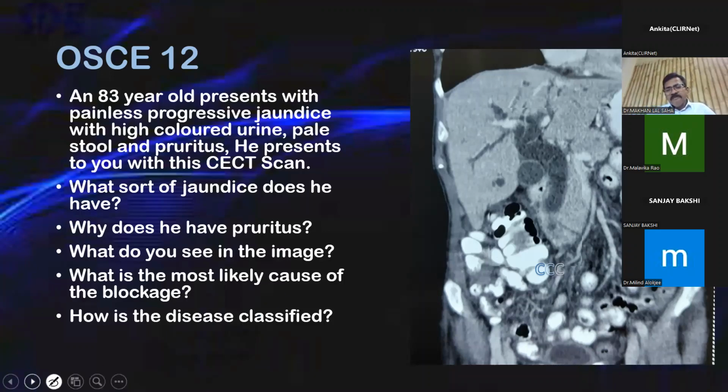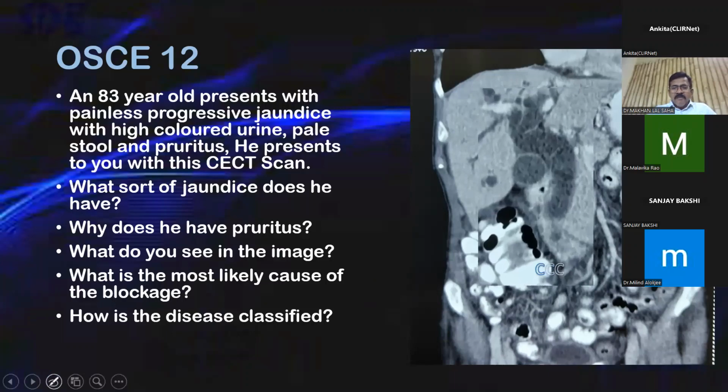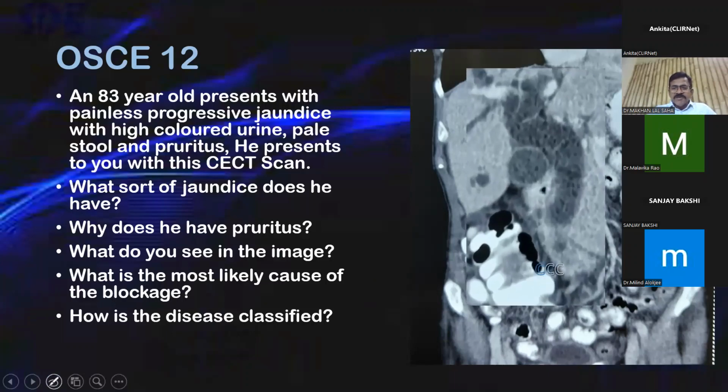So the image shows a dilated CBD along with mildly dilated intrahepatic biliary ducts. The pericholedochal area is also inflamed. Sorry? Yes, the pericholedochal area also seems pathological. Let me do something. I'm going to dilate that segment. Okay. Now you tell me where it is. That's the bile duct, isn't it? Yes, sir.